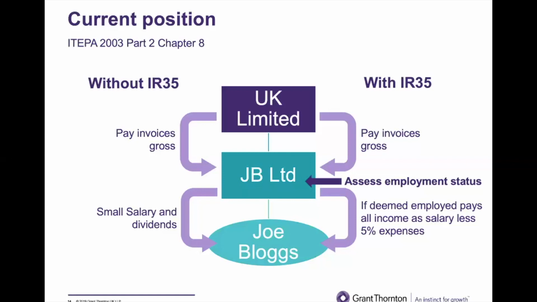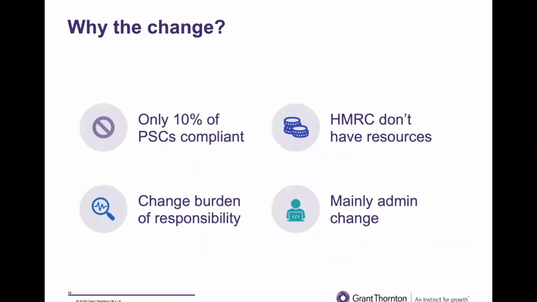Under the current rules, if JB Limited decides that Joe Bloggs would be a deemed employee of UK Limited, then UK Limited can still pay the invoices to the PSC gross. JB Limited then has to pass that payment to the worker by way of a salary with a deduction of 5% to cover expenses. So why is this changing?